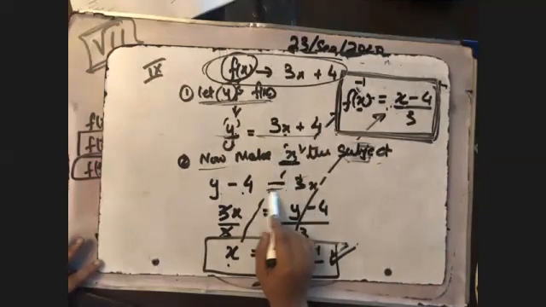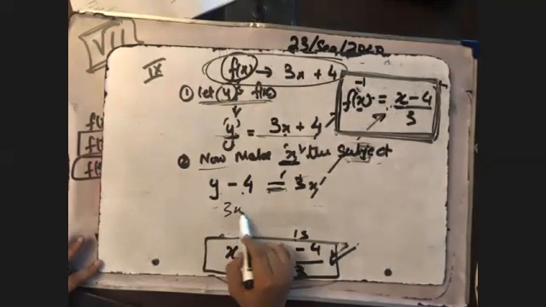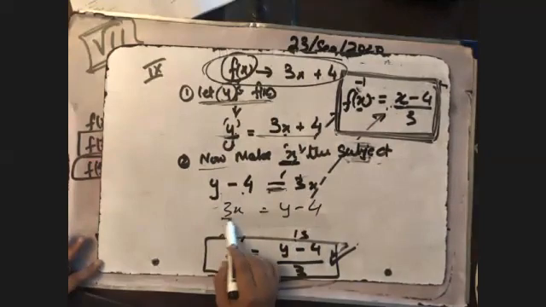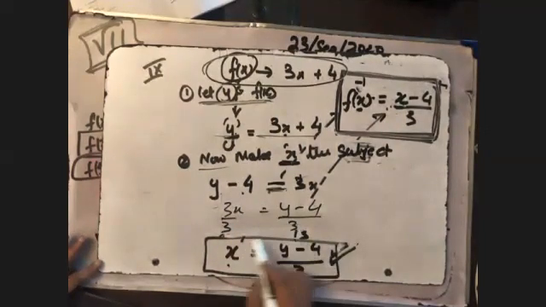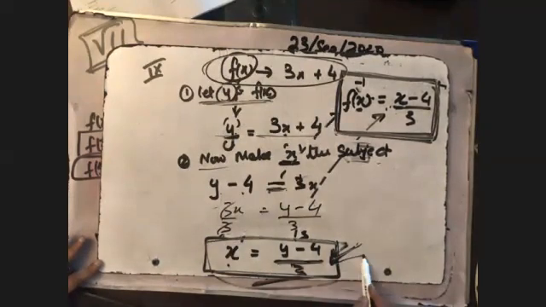I wrote down 3x here, and y minus 4 on this side. And then I divide both sides by 3. So x becomes (y minus 4) divided by 3. Congratulations, you've done it. You made the math factory.